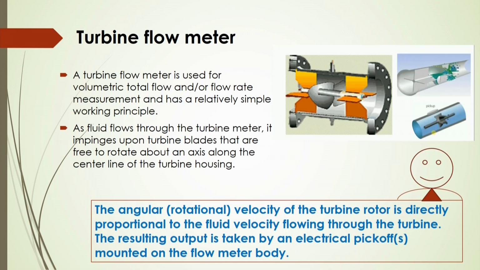Now, another important device that is being used to calculate the flow rate of the fluid that passes through the pipe is sometimes called the turbine meter, and there will be some turbine blades, and based on the rotation of the turbine blades the flow rate is actually calculated. So, a turbine flow meter is used for volumetric total flow and/or flow rate measurement, and has a relatively simple working principle here.